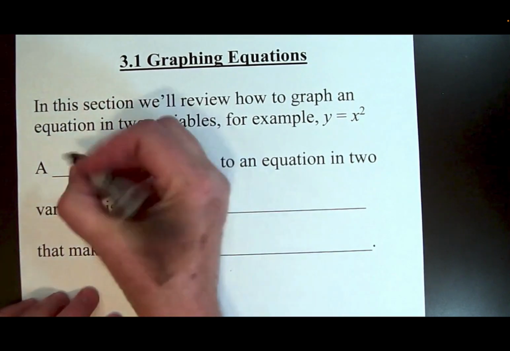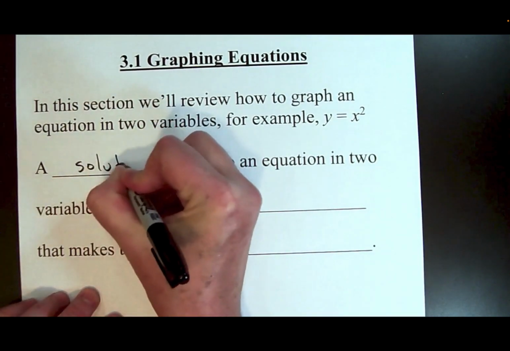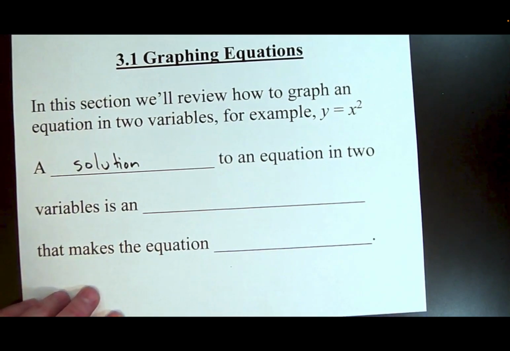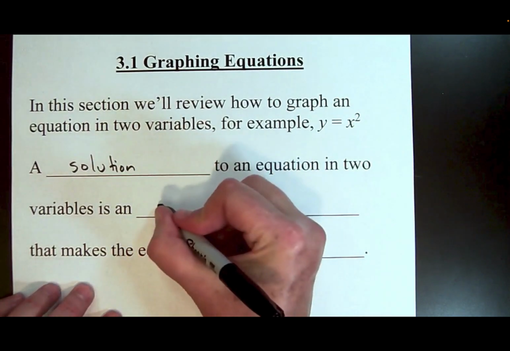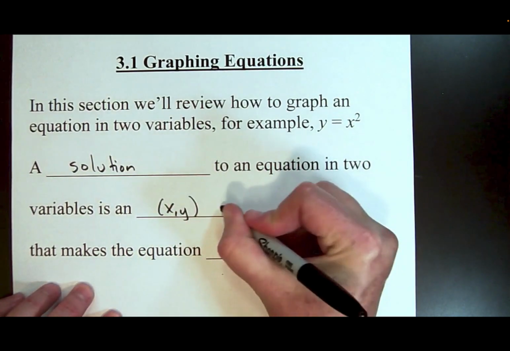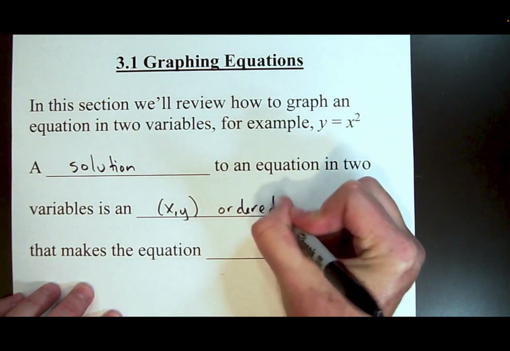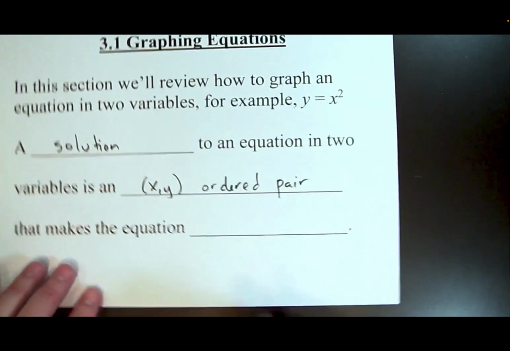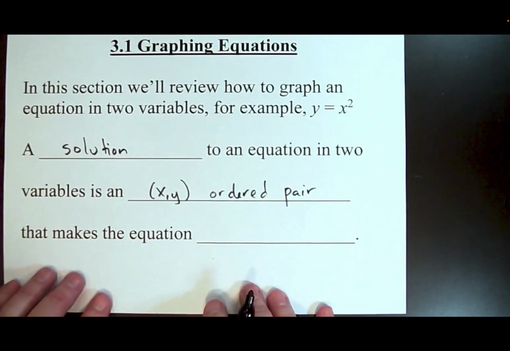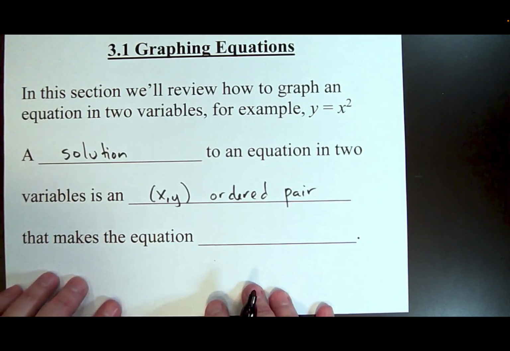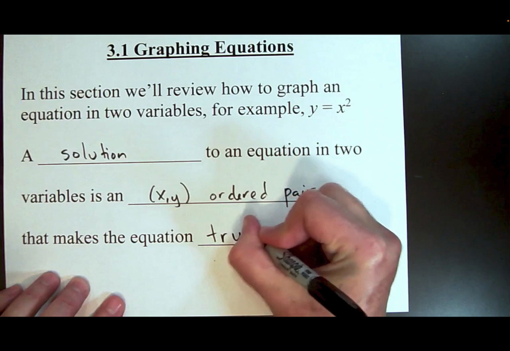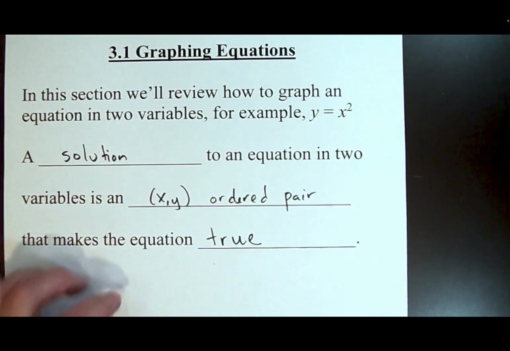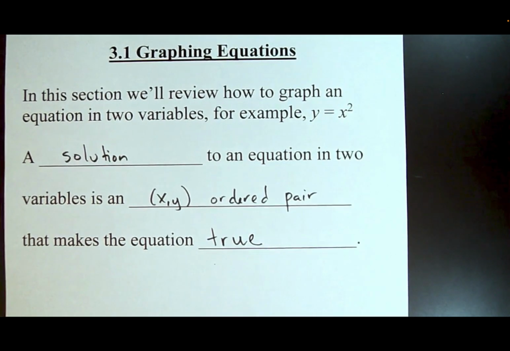First of all, a solution to an equation in two variables. So what would a solution to something like y equals x squared look like? Well, it's an xy ordered pair that makes the equation true. What do solutions do when you plug them into equations? Yeah, they make the equation true. So solving an equation is a search for truth.